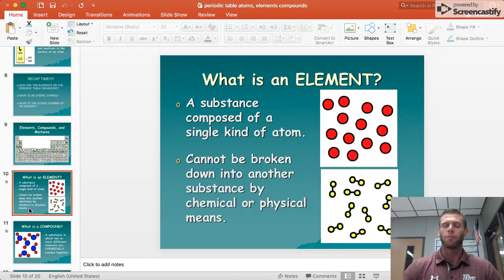It's a pure substance. It cannot be broken down into another smaller substance by chemical or physical means. It means it is one thing, and I cannot make it anything else. I can't make it smaller. I can't take it apart because if I have carbon or I have oxygen, I can't make it into something else by breaking it down. It is what it is.